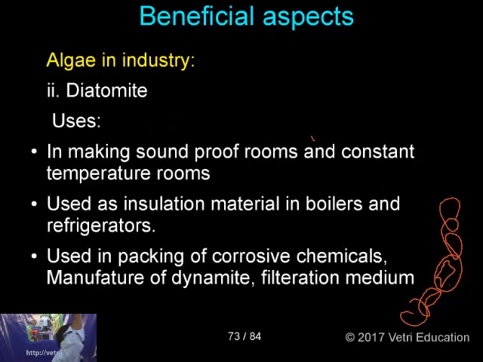For example, in making soundproof rooms and constant temperature rooms, etc., they are fixed as insulation inside the room so that the temperature stays constant, and they are also used in boilers and refrigerators as insulation material. And for packing of corrosive chemicals, and also manufacture of dynamite. That's a very important point for the manufacture of diatomite. And filtration, generally in furnaces, etc., hot liquid may be filtered. In such cases, this diatomite is used to filter such hot liquids.